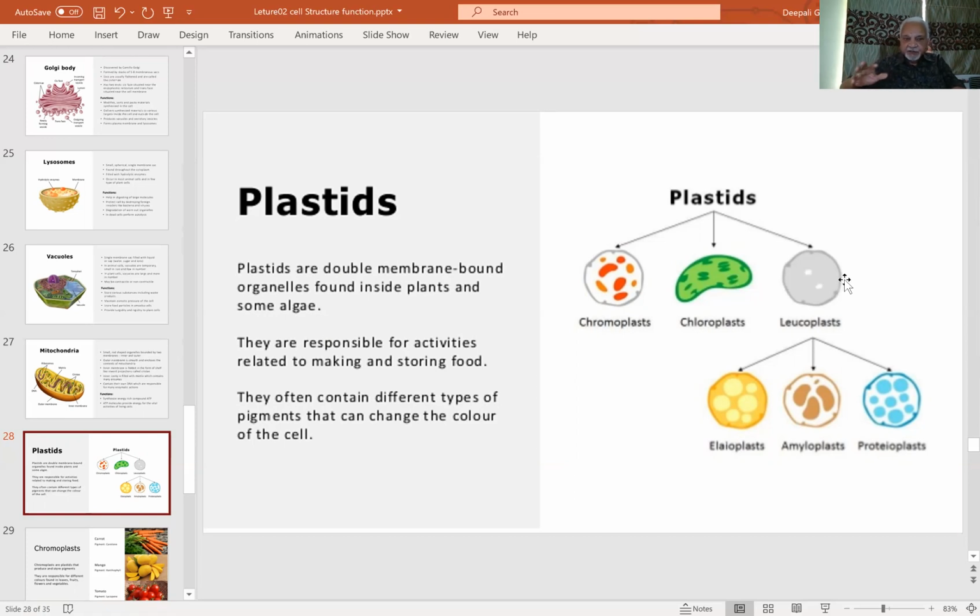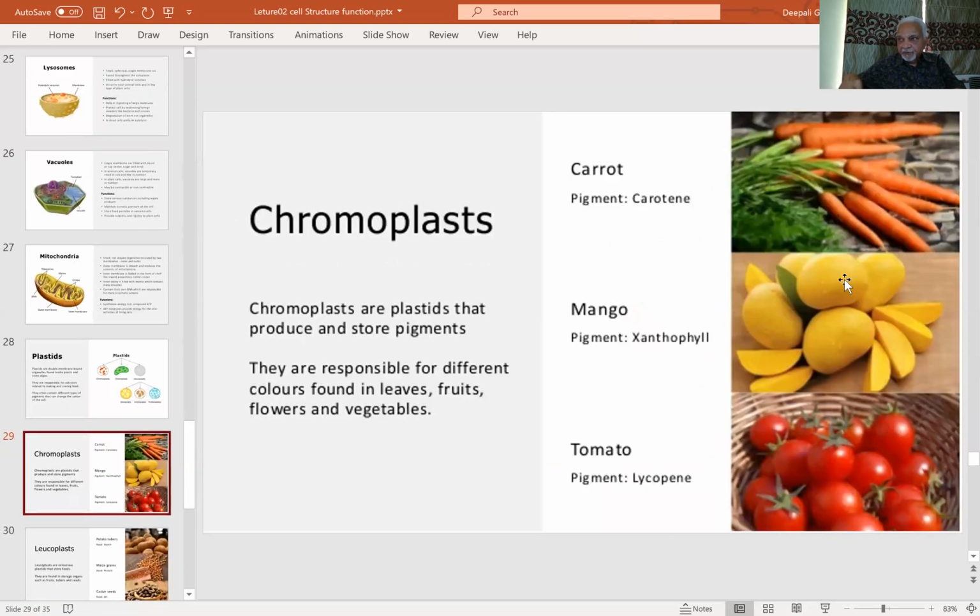And you can see the manifestation of the presence of these different plastids in different parts of the plant differently. For example, carrot is orange in color. That is because of carotene in the chromoplast, and the presence of carotene gives this color. In mangoes, the presence of xanthophyll in the chromoplast gives you yellow color. Okay, and in tomato it is lycopene.